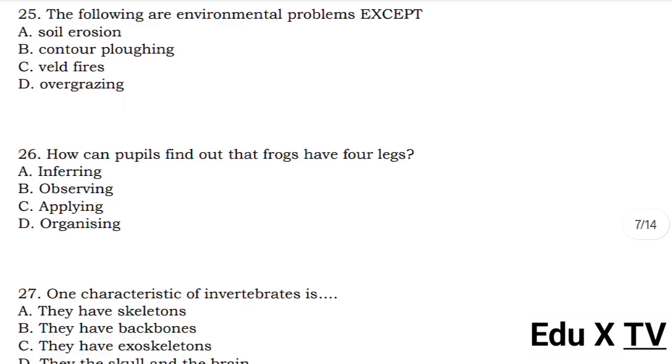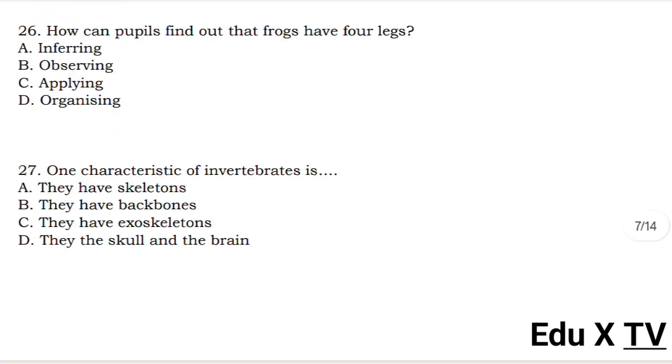Number 25, the following are environmental problems except answer B. Number 26, how can people find out that frogs have 4 legs? Answer B. Number 27, one characteristic of invertebrates is answer C.